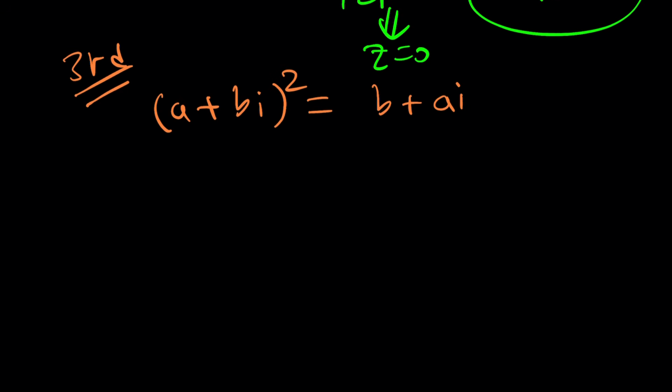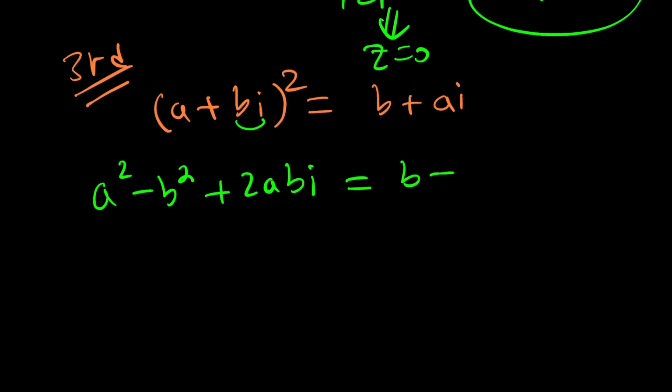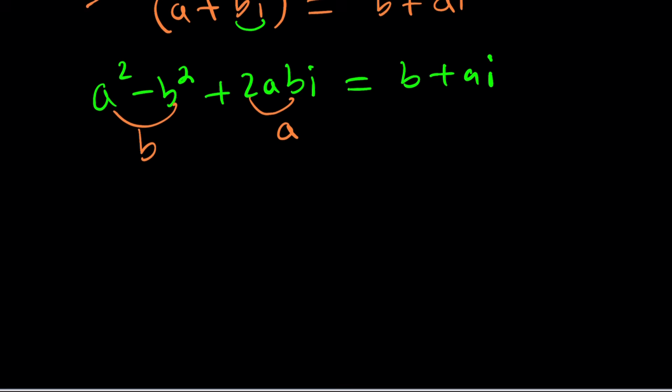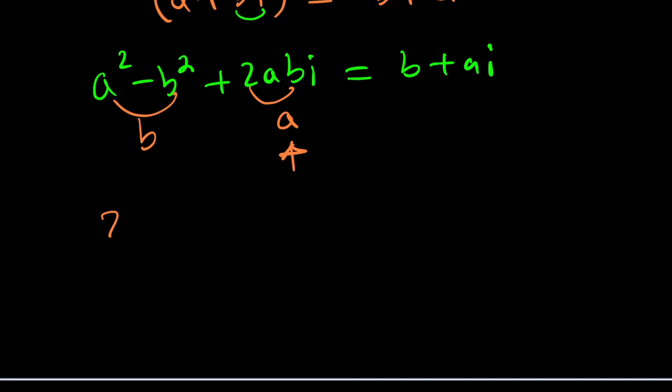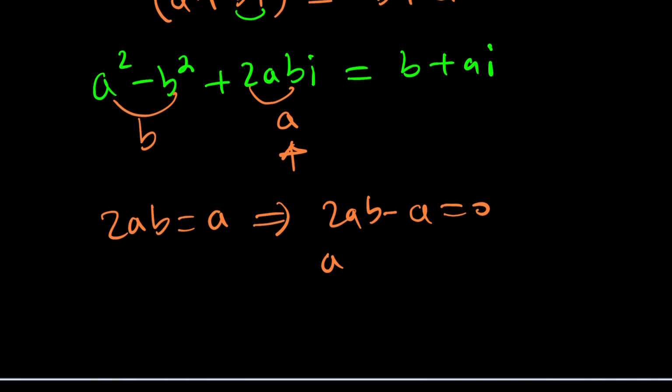So I'm going to go ahead and expand the left-hand side. It's going to give me a squared. Remember, this is minus b squared plus 2abi equals b plus a i. Of course, if 2 complex numbers are equal, their real parts are equal and their imaginary parts are equal. Let's start with this one because this is easier to solve. 2ab equals a. I'm going to go ahead and factor it, put everything on the same side. Factor out a. You get a times 2b minus 1 equals 0.